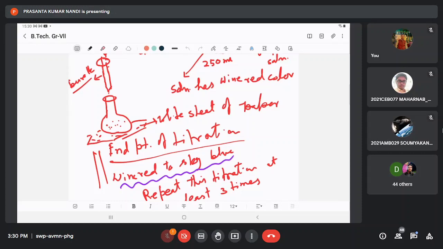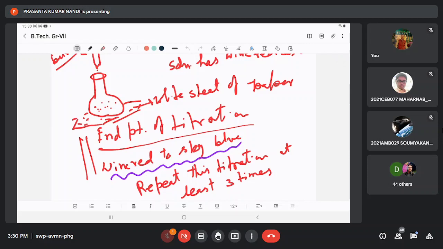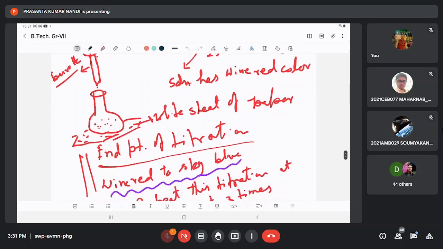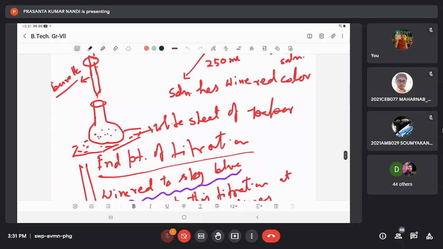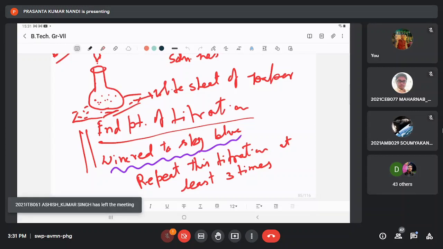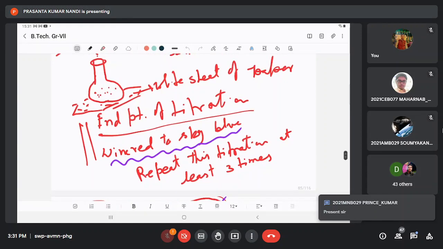So the color change you have to carefully note, and that would be required in the viva with the exam, if they ask these sort of questions, right? Wine red to sky blue. So initially the solution in the conical flask was wine red color. Now after adding EDTA solution, when the magnesium sulfate reacts completely with EDTA, you can find the solution to be sky blue, right? And this color change can be easily followed, provided you use a white sheet of paper at the bottom of this conical flask. So this is the end point of titration, and this titration you have to repeat at least thrice.